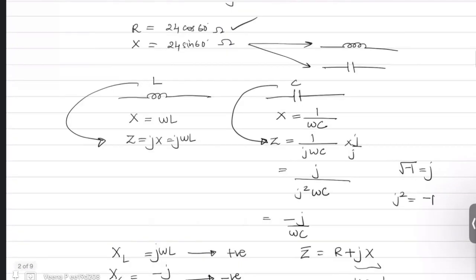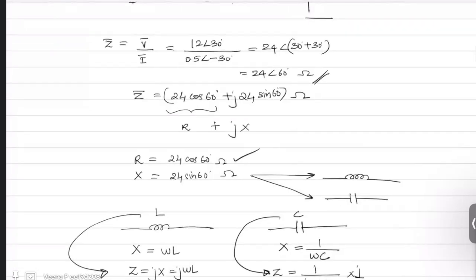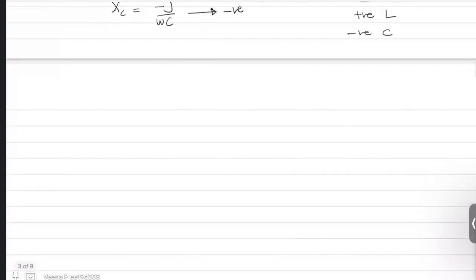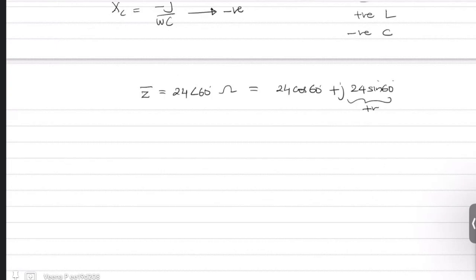Now let us see our problem. In this problem you got your Z as 24 angle 60 degree ohms. This means 24 cos 60 plus j 24 sin 60. Now 24 sin 60 is a positive value. That means your other element is nothing but an inductor.